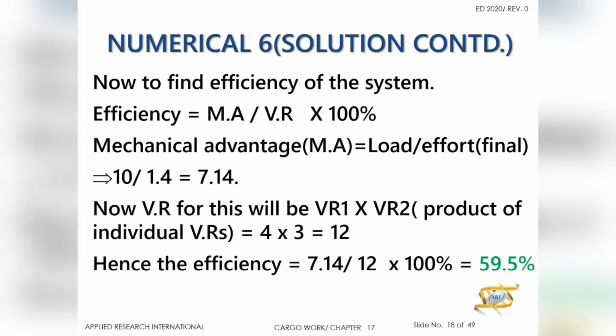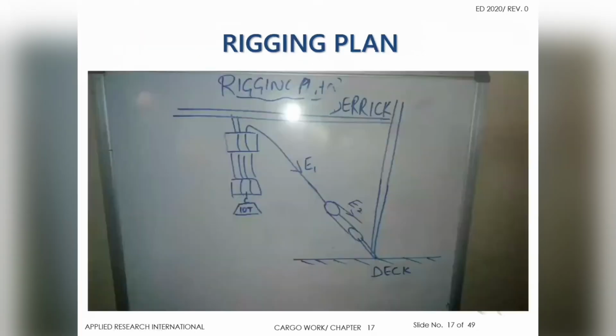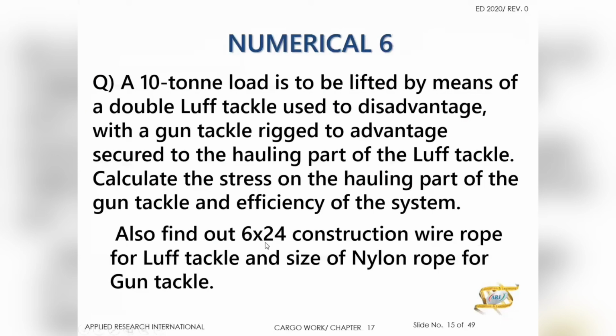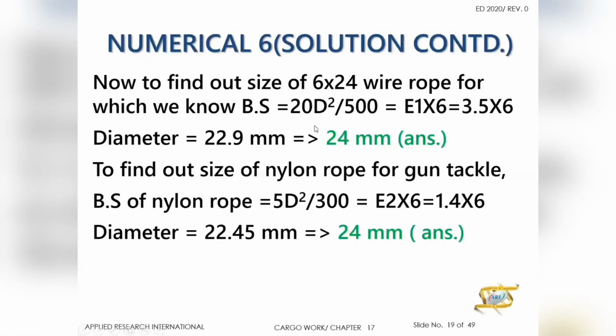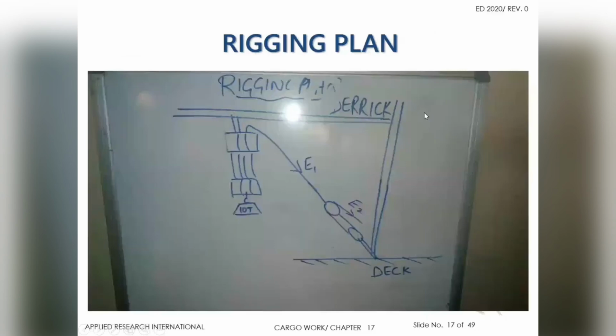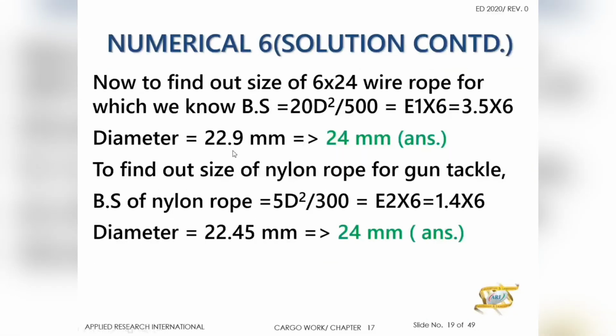Okay, everyone got it, beta? Now the question says, we have written the question, to find out the 6 into 24 construction wire rope for the luff tackle. So what will be the breaking stress formula for 6 into 24? 20 d square by 500 is equal to effort 1 into 6. What did we find for effort 1? 3.5 tons. For the double luff tackle, the wire will be 3.5 into 6 is equal to this formula. I get the diameter D as 22.9, and then rounding off to the next higher even number, I can say 24 millimeter. If you want to write 23 millimeter also, it is good enough.